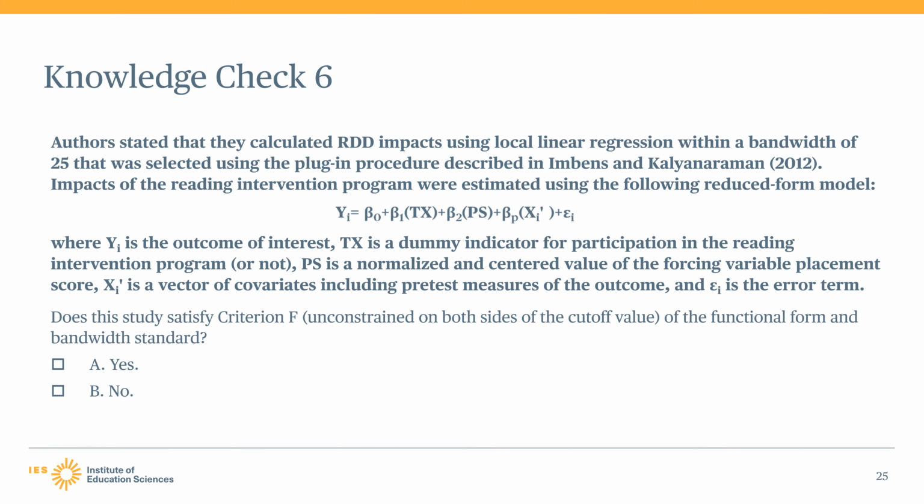Impacts of the mentoring program were estimated using the following reduced form model, where yi equals beta 0 plus beta 1 times tx plus beta 2 times ps plus beta p times xi naught plus epsilon i, where yi is the outcome of interest, tx is a dummy indicator for participation in the reading intervention program or not, ps is a normalized and centered value of the forcing variable placement score, xi naught is a vector of covariates, including pretest measures of the outcome, and epsilon i is the error term.